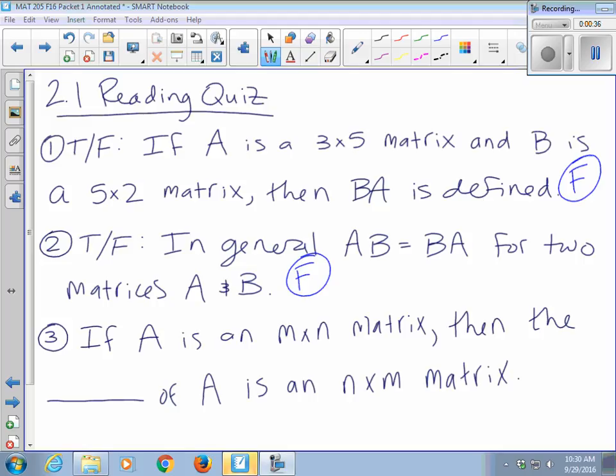If A is an M by N matrix, then the what of A is N by M. No, it's not the inverse. The inverse of a matrix we'll talk about next class, but that's in general the same size as the original matrix A. Its inverse would be the same size.